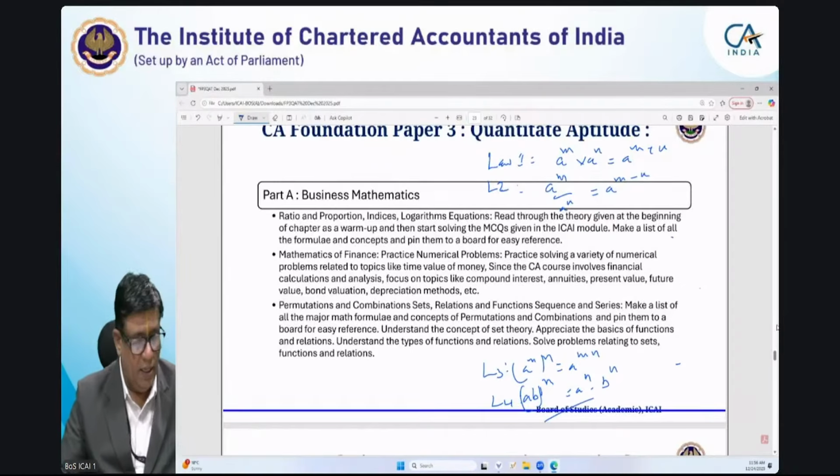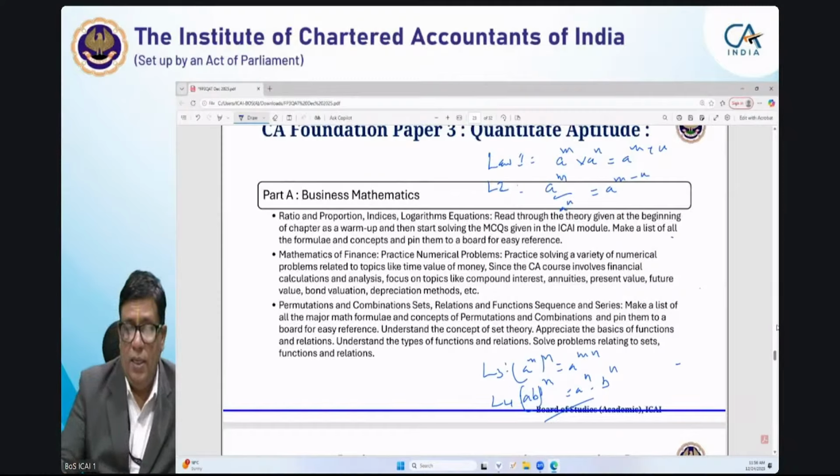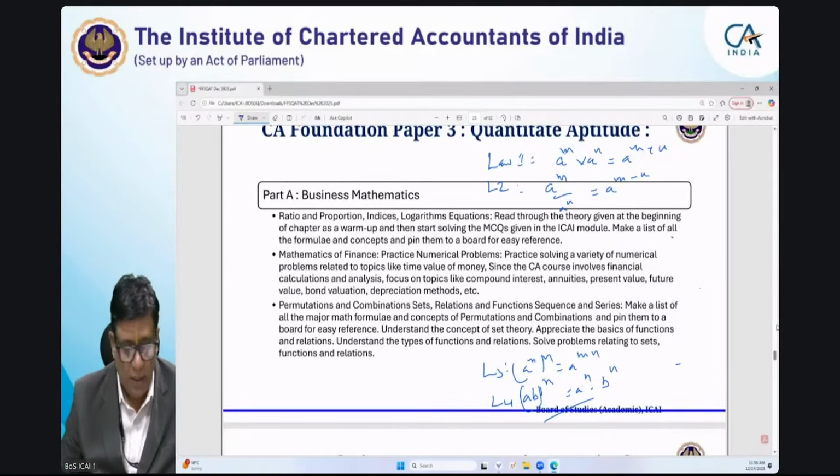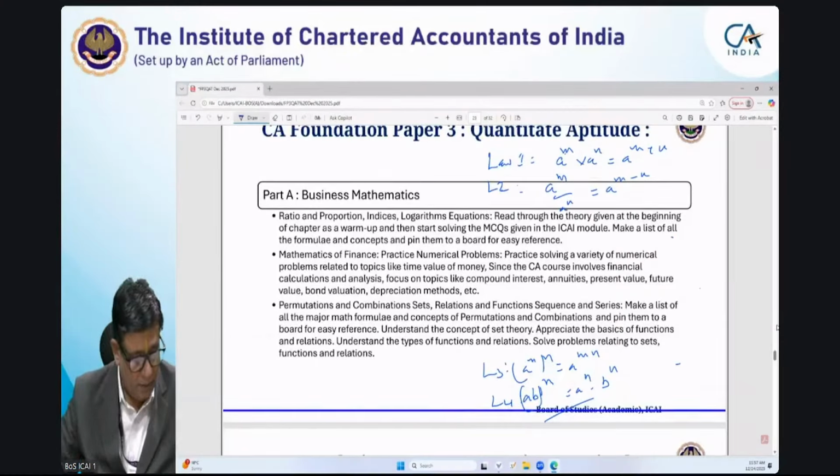Like that, the four laws are mentioned, where a is the base and m is the exponent of the power. What is the base and power? Here a is the base and m is the power or exponent. You have to understand the formulas like that. Next, move to logarithms. What is the definition of logarithms? Just try to understand.